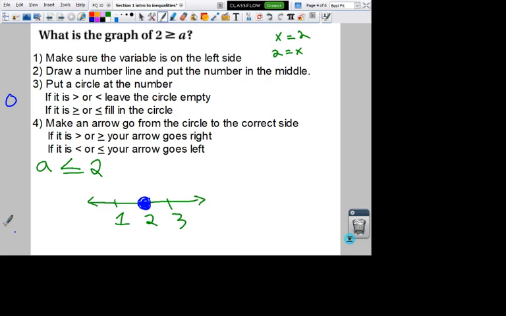This is a is less than or equal to 2. Which side is numbers less than 2, left or right? Left side, right? 1 is less than 2, it's smaller than 2. So I'm going to make my arrow go out here to the left. And that's all we need for our number line. There's kind of a lot of steps, but after you do a few of them, they get pretty easy.